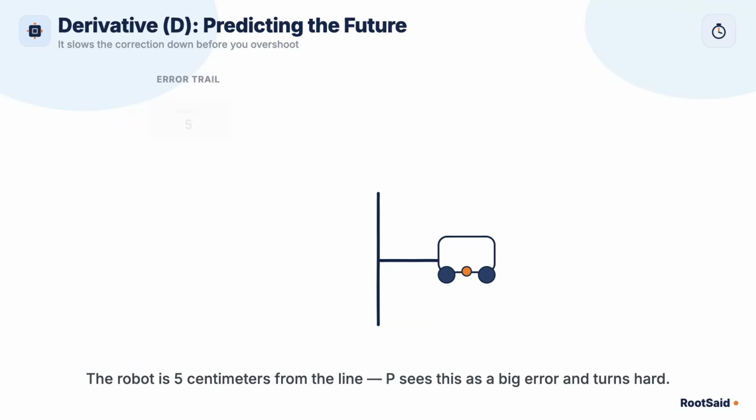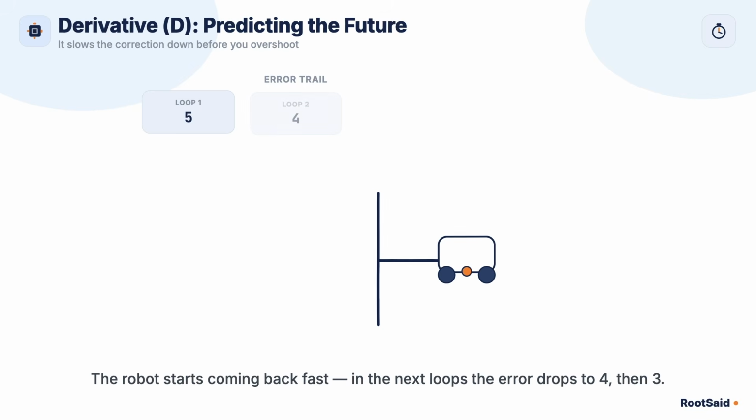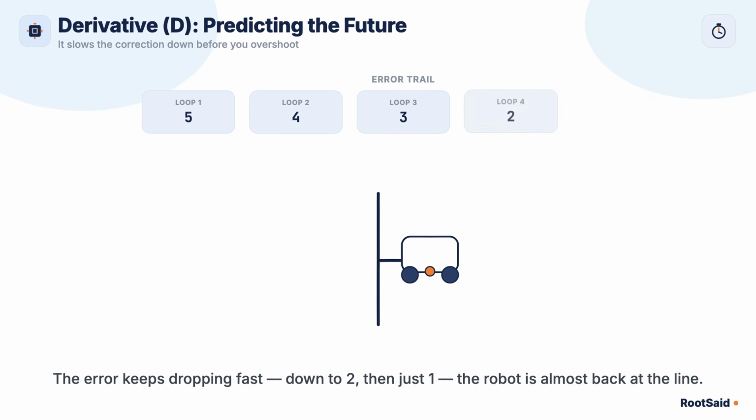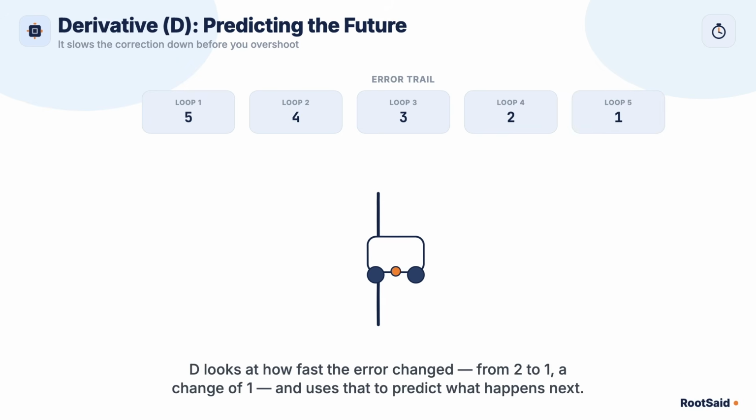Let me give you an example. Let's say your robot is 5 centimeters off the line. P sees this as a big error, so it turns the wheel hard. That's a good thing. The robot starts coming back fast. That means in the following loops, the error should start reducing. Let's say in the first loop, the error is 5. In the second one, it will be 4. In the third one, 3. In the fourth one, 2. And in the final one, 1. So here we can see the value of the error is dropping very fast. That's actually a really good thing.